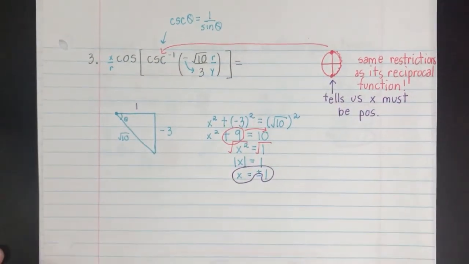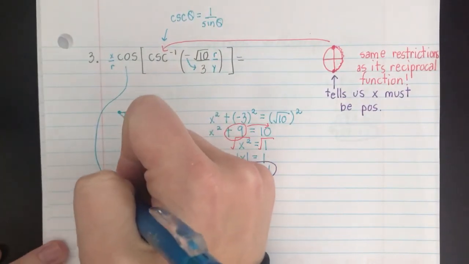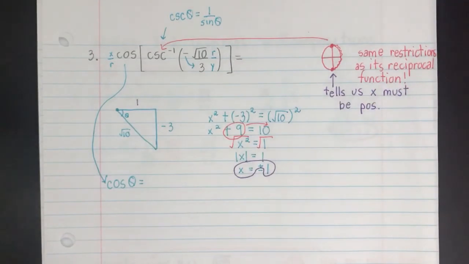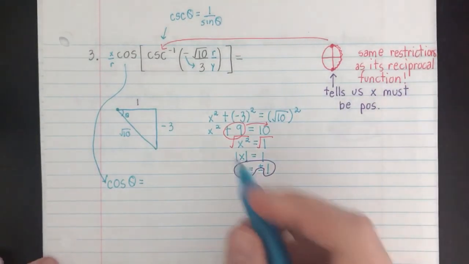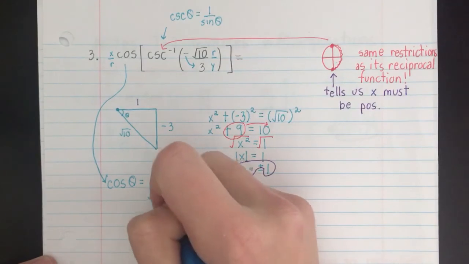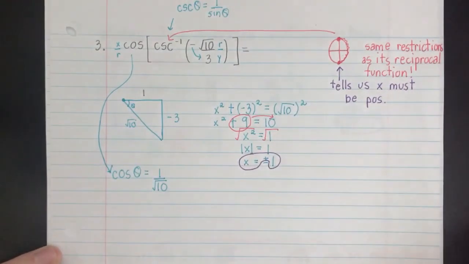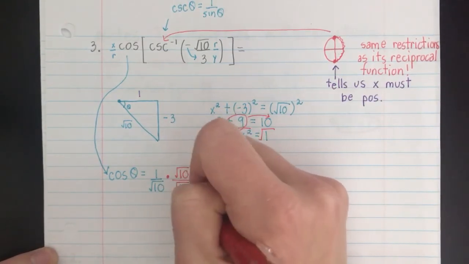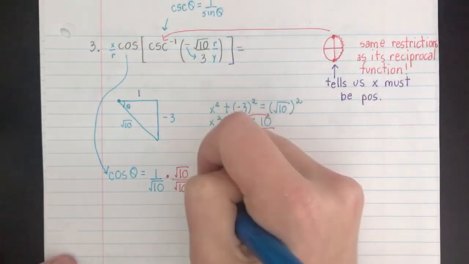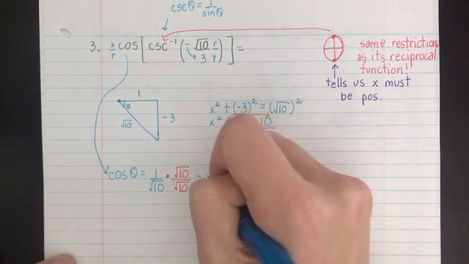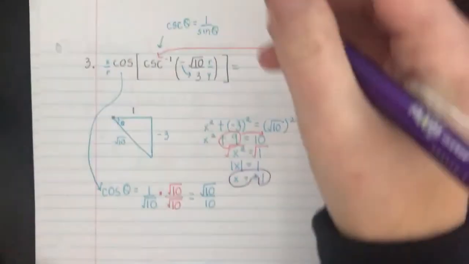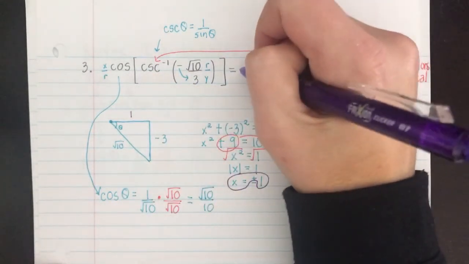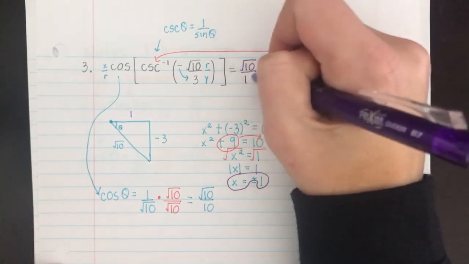So now we have here, final cosine of theta equals x over r. So x is 1, r is square root of 10. So again, of course, we must rationalize, you know, proper notation here. So square root of 10 over 10. So final answer, cosine of cosecant inverse of negative square root of 10 over 3 is square root of 10 over 10.